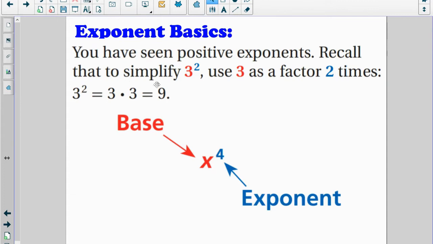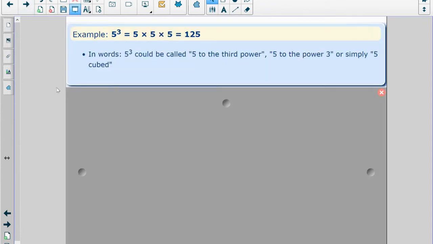So just remember that if you want to simplify something like this, 3 with a little 2 at the top, it's called 3 squared, or you can call it 3 to the second power. We use the number 3 as a factor 2 times, which means the base of 3 gets multiplied twice together. So 3 squared is 3 times 3, which can be simplified to be 9. So the number that you're multiplying repeatedly, we call the base. The little number that's raised after that is called the exponent.